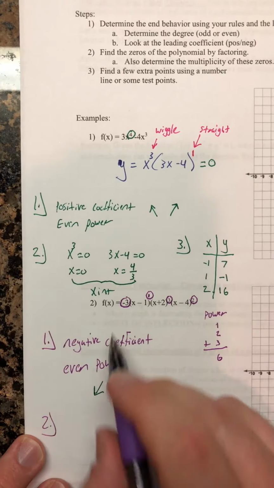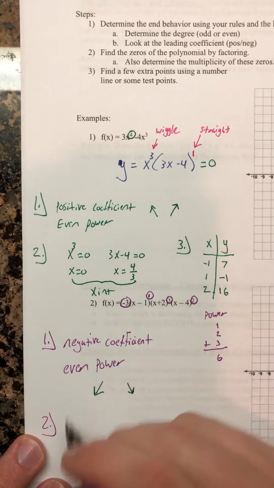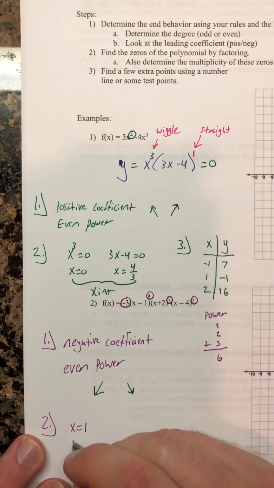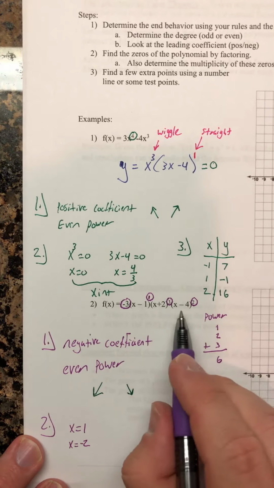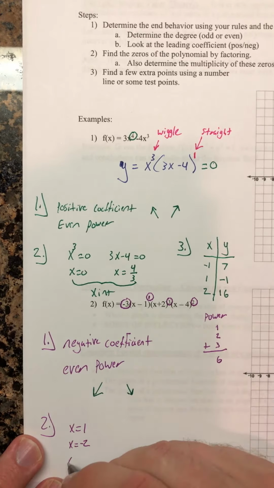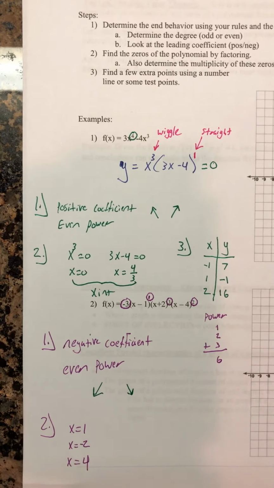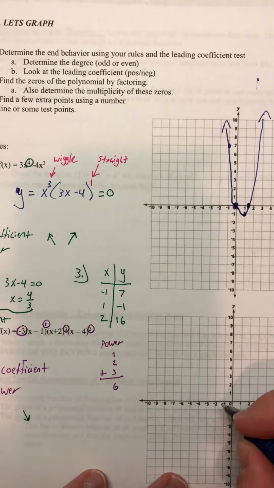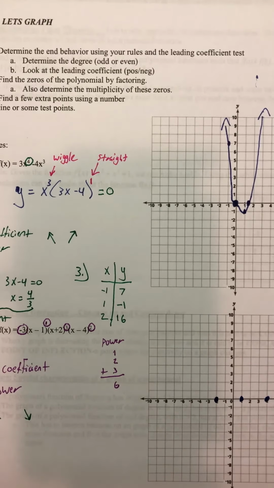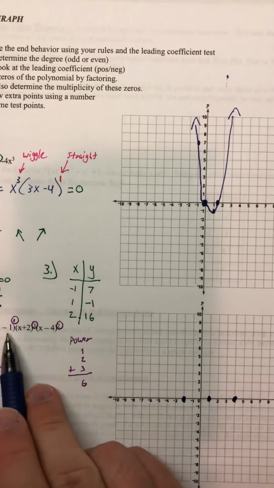Number 2, my x-intercepts. I have an x-intercept here at 1. I have an x-intercept here at -2. Remember, I'm just setting these equal to 0. And I have an x-intercept here at, guess for it, +4. Good. So I got an x-intercept here at -2, x-intercept here at 1, x-intercept here at 4. These are my x-intercepts. Now, let's check my multiplicities.